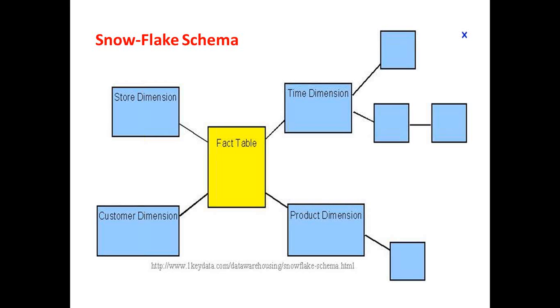Here, the time dimension is directly connected to the fact table, and the remaining child dimensions are not directly connected to the fact table. There is a snowflake that has been created from the time dimension table. So this is called a snowflake schema.